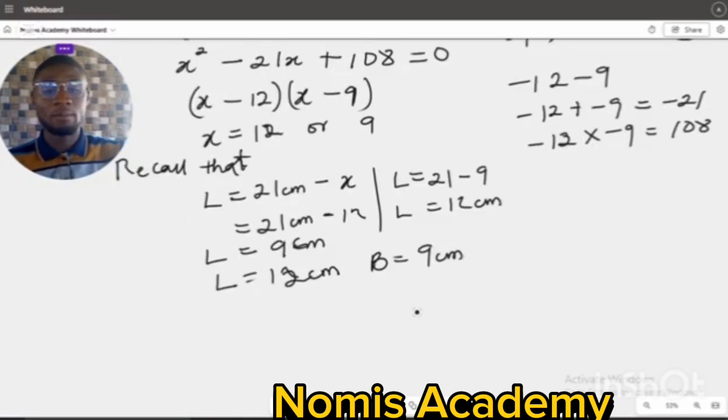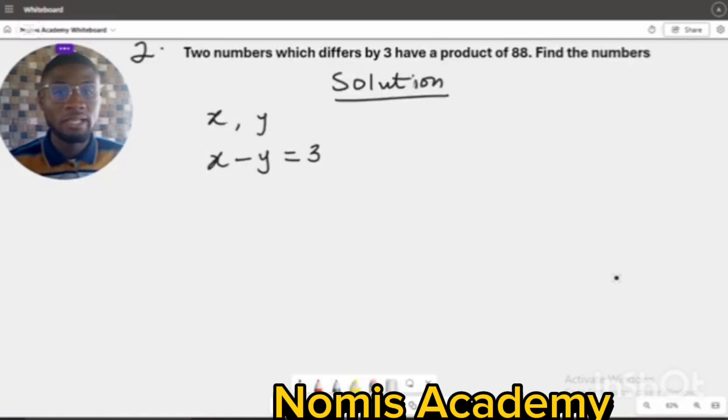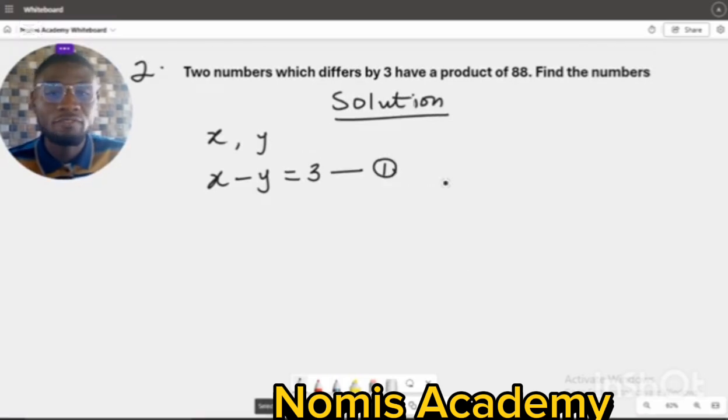So let's take example number 2. Two numbers which differ by 3 have a product of 88, meaning that if I multiply x and y, the two numbers together, I will have 88. So that is x multiplied by y is equal to 88. So that is equation number 2.